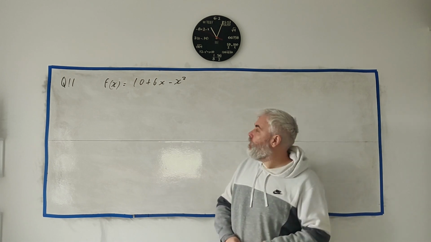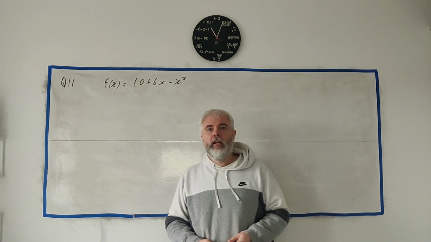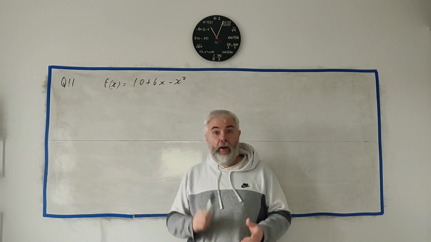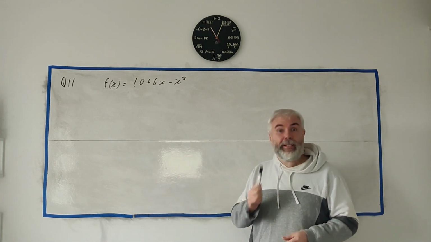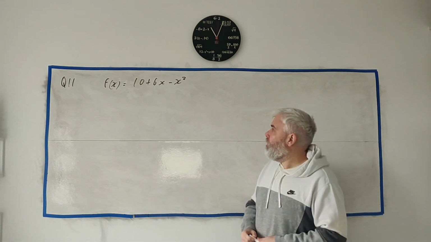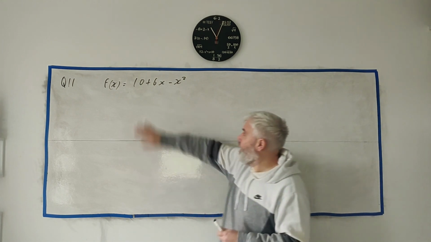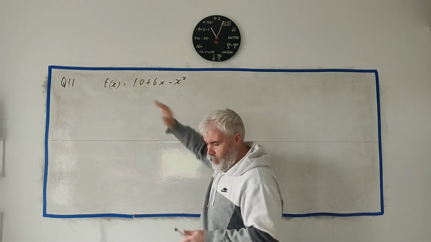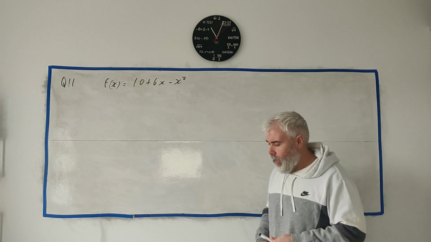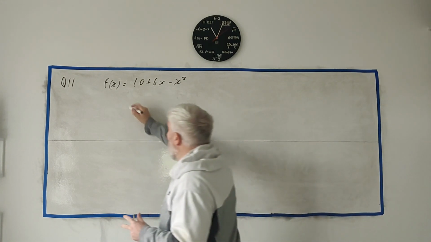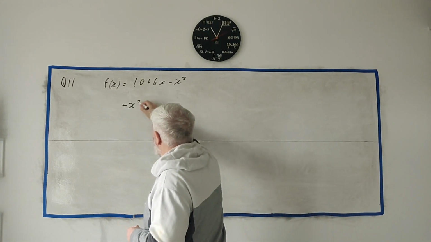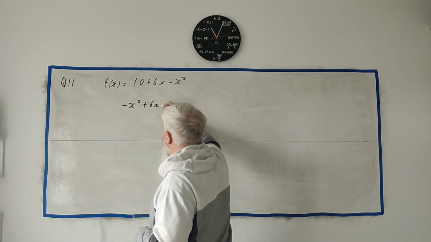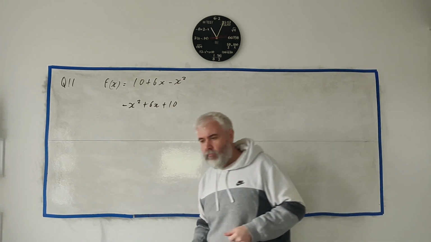In question 11, we're given this function here and we're asked to find the range of it by completing the square. So let's do that. Let's complete the square of this side here. That's really, we're taking this quadratic. Let's write it again a more common way. Minus x squared plus 6x plus 10.